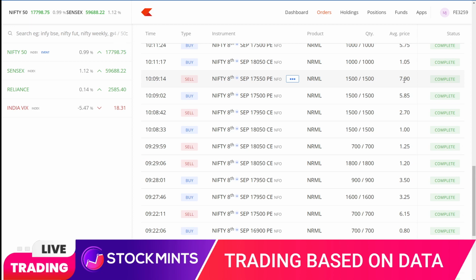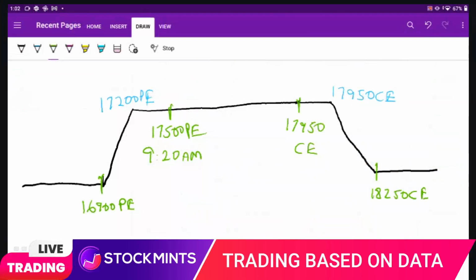So let me go back to the drawing board to visualize things for you. We moved from here. The next move that we made was the 17,550 put option. This is called adjustments. We do this to increase the profits. So this one we rebought again at around 10:08 a.m. So we re-enter the trade once again at both 9:20 a.m. and also at 10:08 a.m.